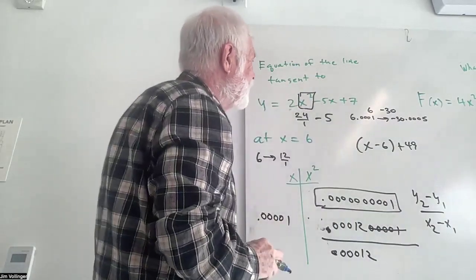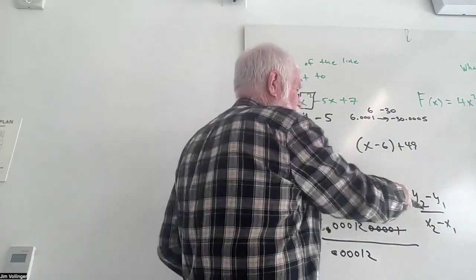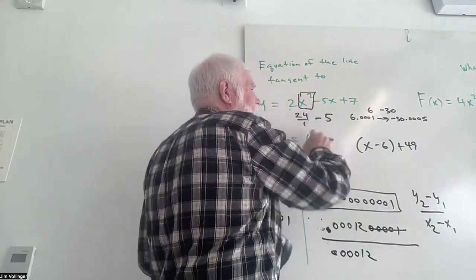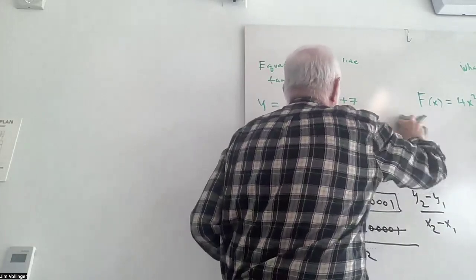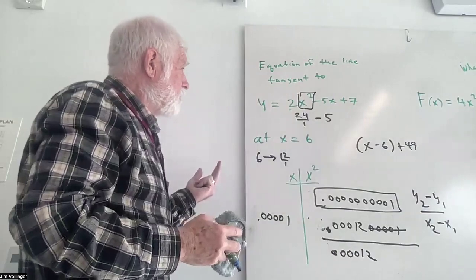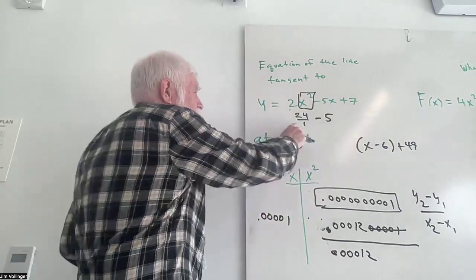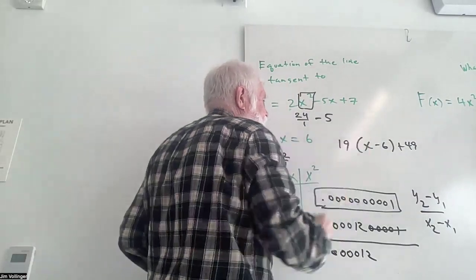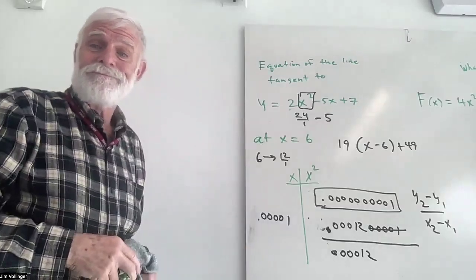The question is, did I do a good y2 minus y1? I don't know. But it changes at a constant rate. It's going down at 5 to 1. All right, so looks like I got the slope. 24 minus 5 is 19. And I answered the question.